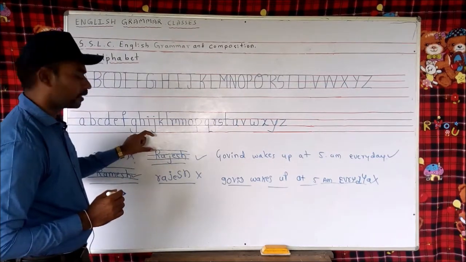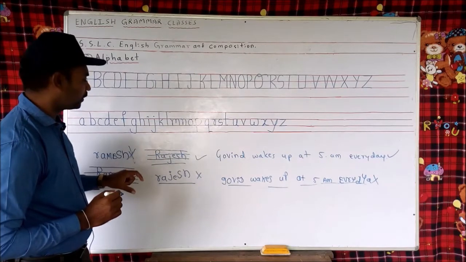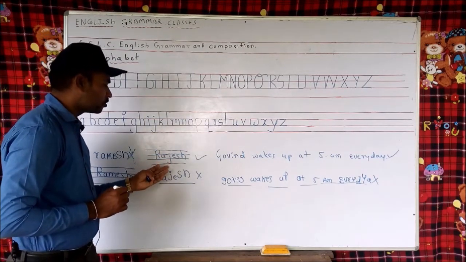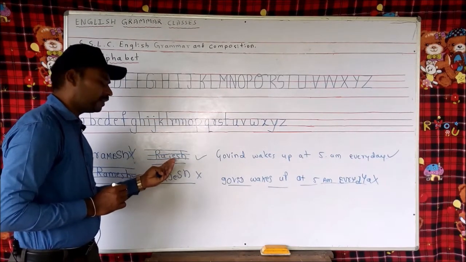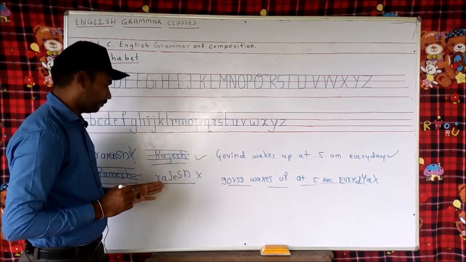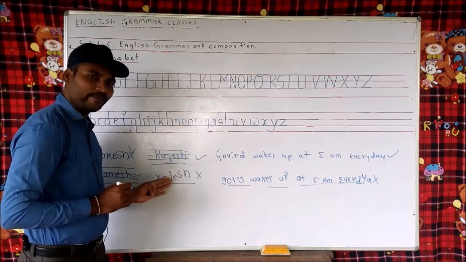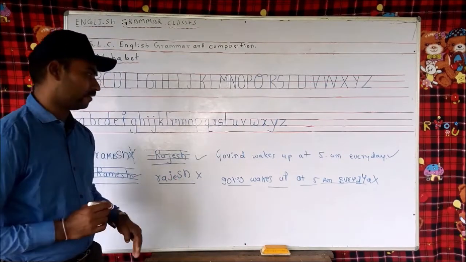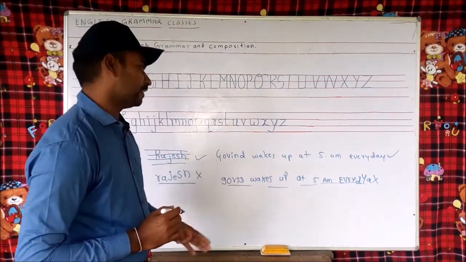Here I have written Rajesh. See, R has come in the upper three lines. J has gone down. A has come in the middle. E has come in the middle. H has gone up. This is the right way. Here, do you observe any pattern? Nothing at all.